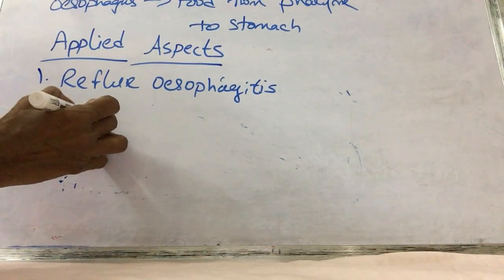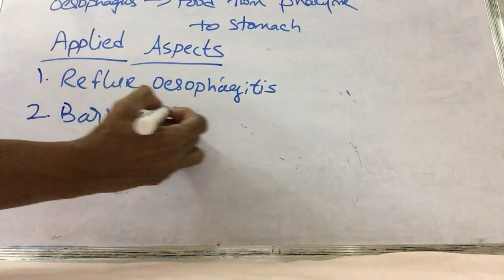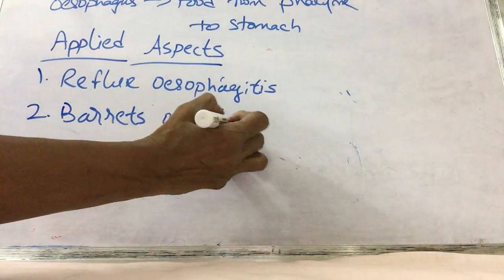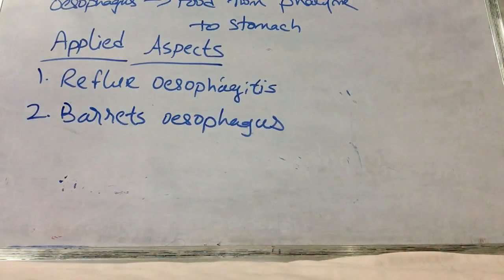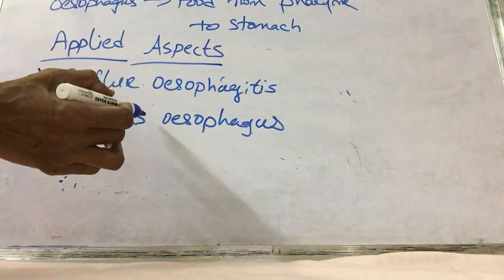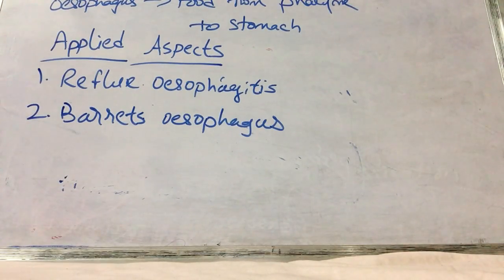And another condition is Barrett's esophagus. In chronic reflux esophagitis, the normal squamous epithelium of the esophagus is replaced by columnar epithelium. This is called columnar metaplasia, and this is a premalignant condition. Actually, Barrett's esophagus is a chronic condition of reflux esophagitis, in which the squamous epithelium is replaced by columnar epithelium, and it is a premalignant condition.